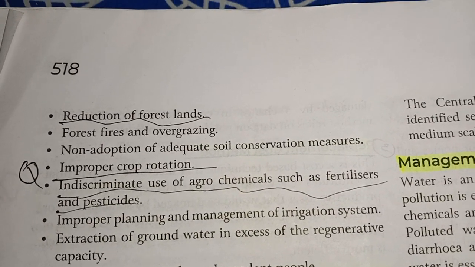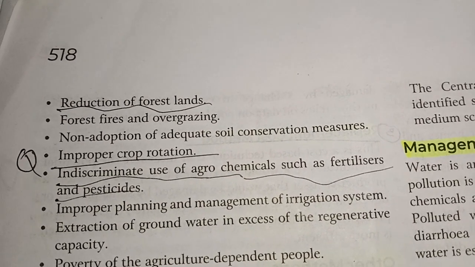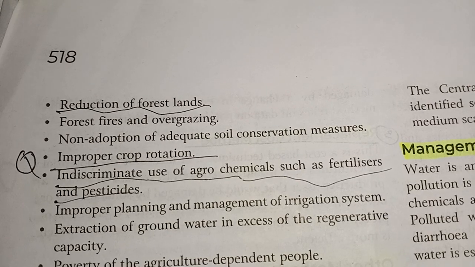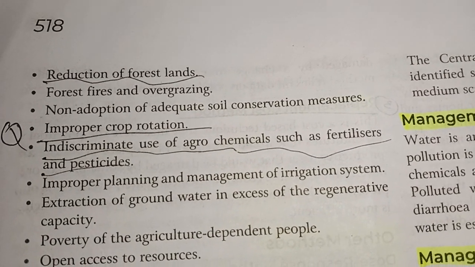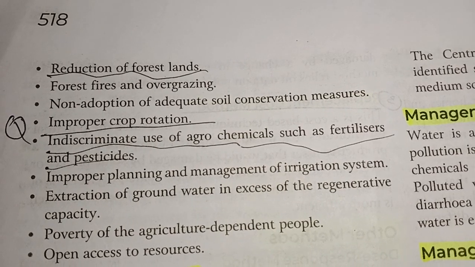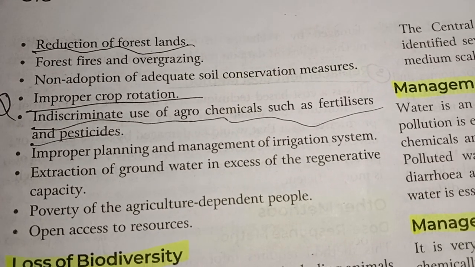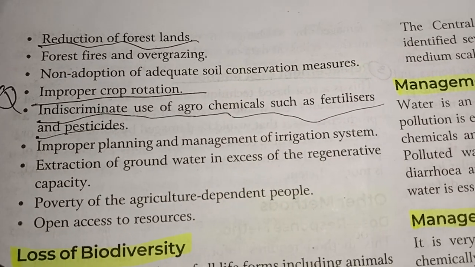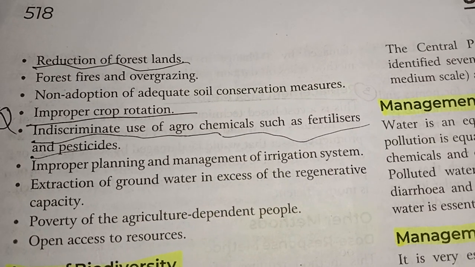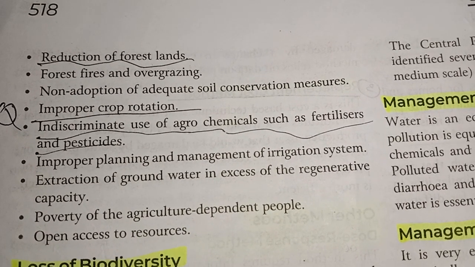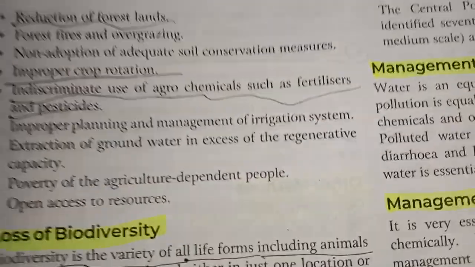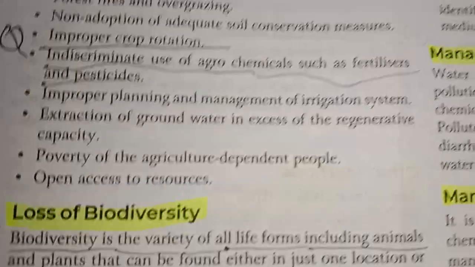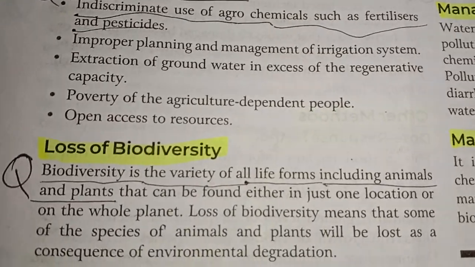Reduction of forest lands, forest fires and overgrazing, non-adoption of adequate soil conservation measures, improper crop rotation, indiscriminate use of agrochemicals such as fertilizers and pesticides, improper planning and management of irrigation system, extraction of groundwater in excess of the regenerative capacity, poverty of the agriculture-dependent people, open access to resources.